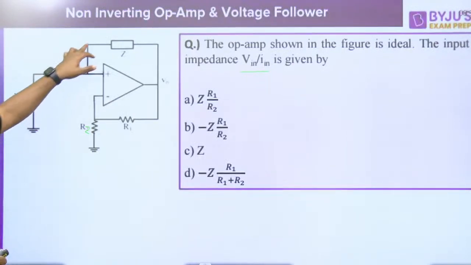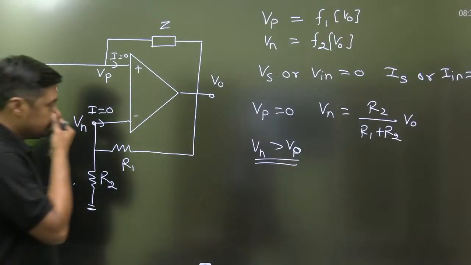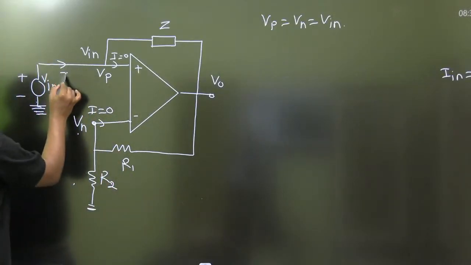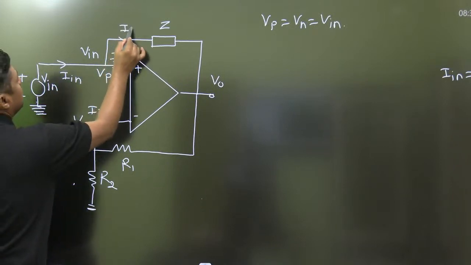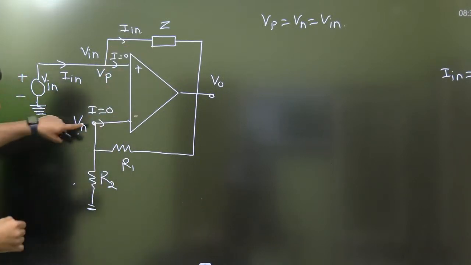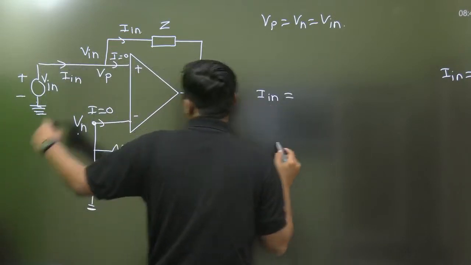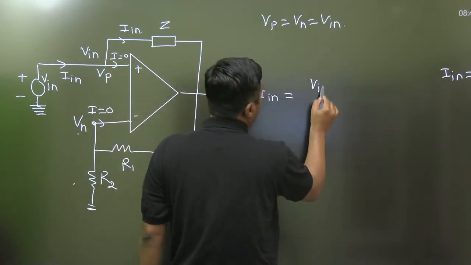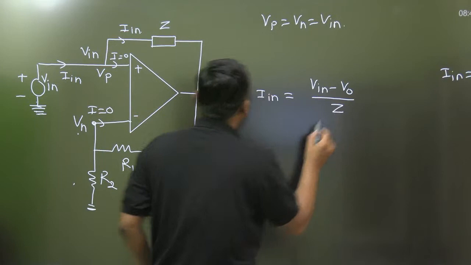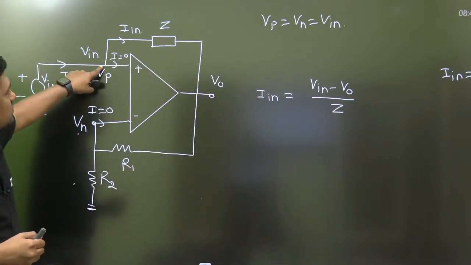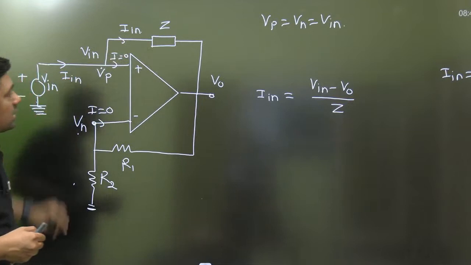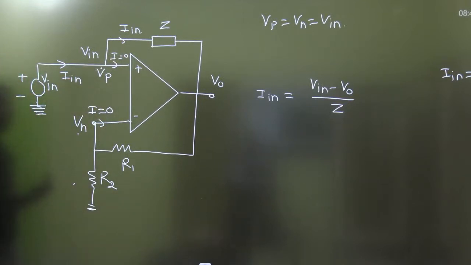So that is the incoming current. That current will pass through the Z. The same current will pass here. What is the voltage at this point? We can write the current Iin is equal to Vin minus V0 by Z. What is the V0? You can find the value of V0 in terms of Vin, because the voltage at this point and the voltage at this point are the same.